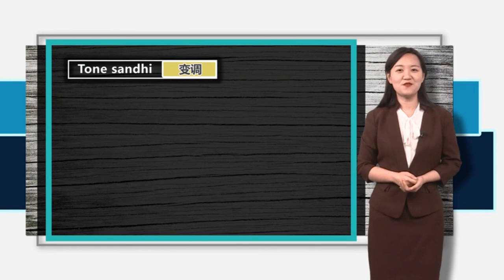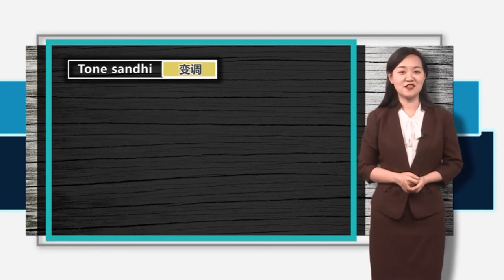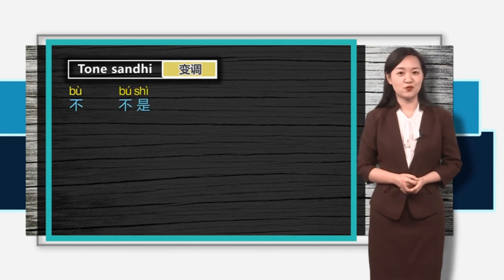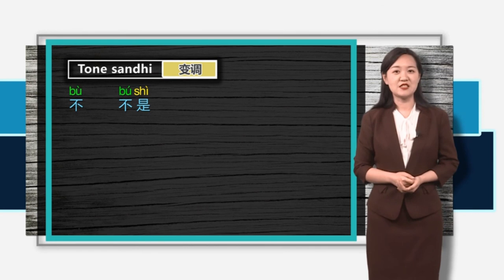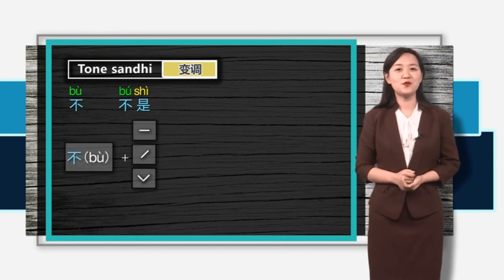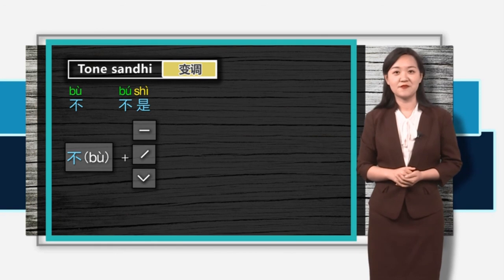Okay, now let's move on to the next part. In the previous lessons, we have learned 不 and 不是. You might feel confused about its tone. Why is 不 sometimes pronounced in the second tone, but sometimes in the fourth tone? Here is the rule. When 不 is followed by a syllable in the first, second, or third tone, the tone of 不 will be kept as the fourth tone.